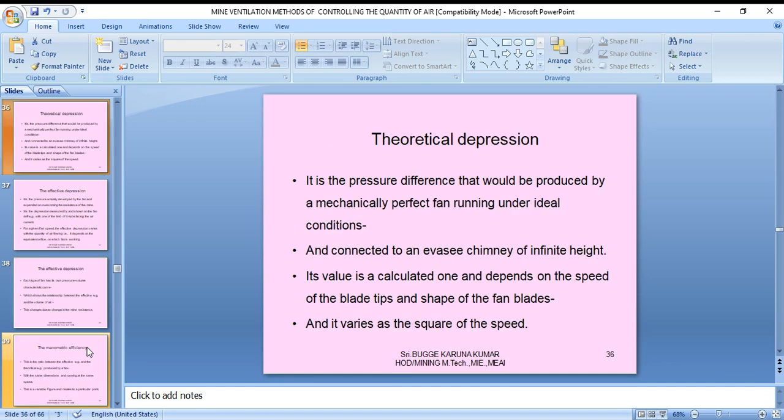Theoretical depression means the pressure drop. It is a pressure difference that would be produced by a mechanically perfect fan running under ideal conditions and connected to an evasé chimney of infinite height. Its value is calculated depending on the speed of the blade tips and the shape of the fan blades, and it varies as the square of the speed. So this is a general phenomenon.